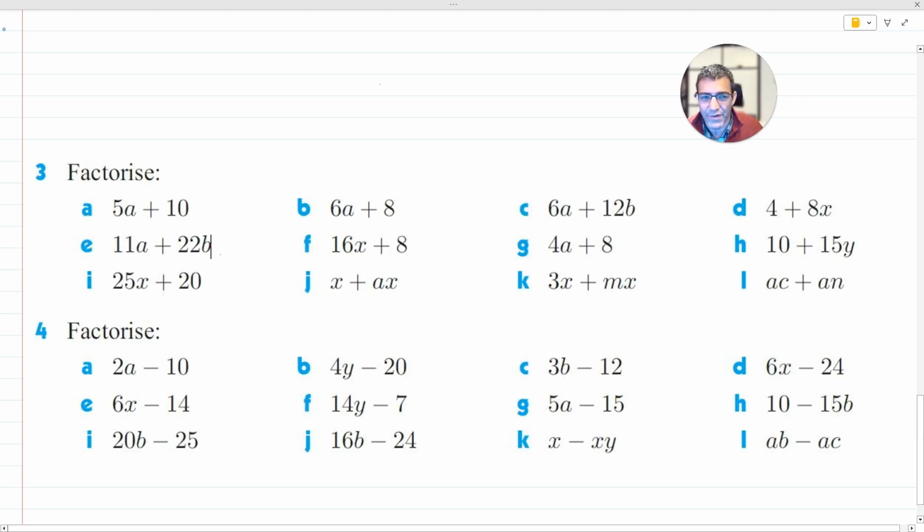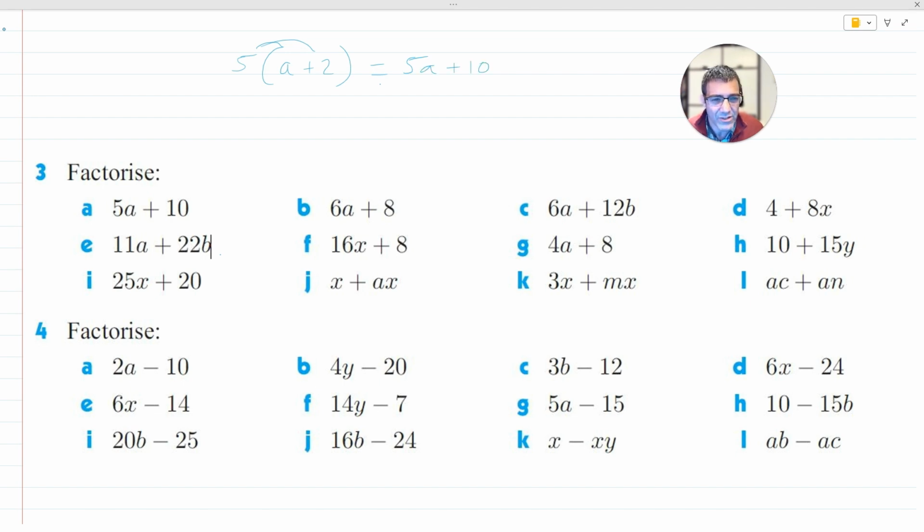So before we start factorizing, it's important to know how to expand. And so expansions work a little bit like this. If you had to do 5 times a plus 2, you would give the 5 to the a and give the 5 to the 2. So you do 5 times a and 5 times 2, which would give you 5a plus 10.